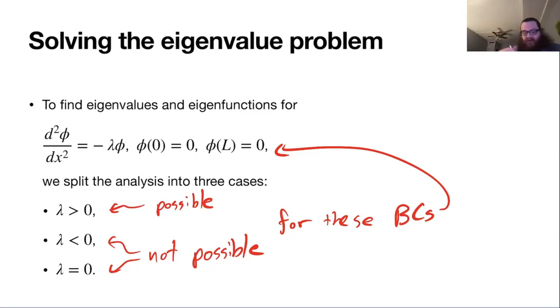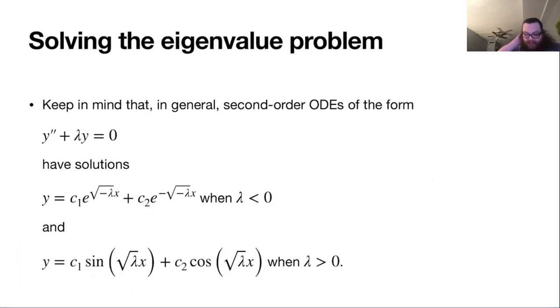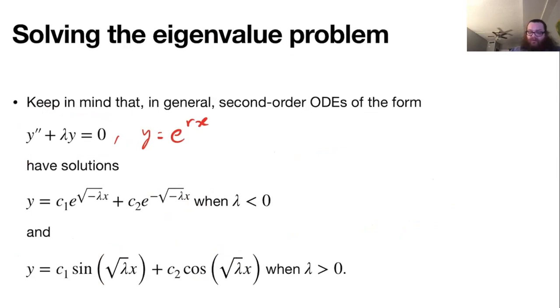Okay, and so I've been saying, right, we can actually write out what the solutions look like in each of these cases. In general, if we have a second order ODE of this form, what we can do is assume y is equal to e to the rx. Just look for solutions of this form.